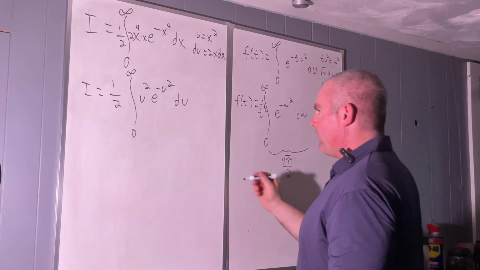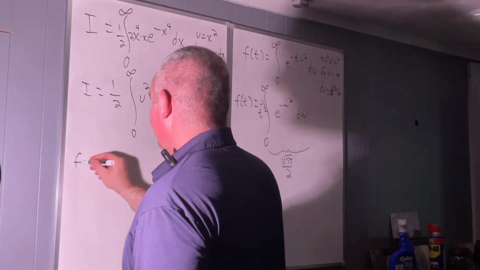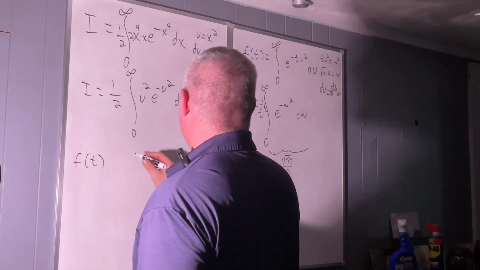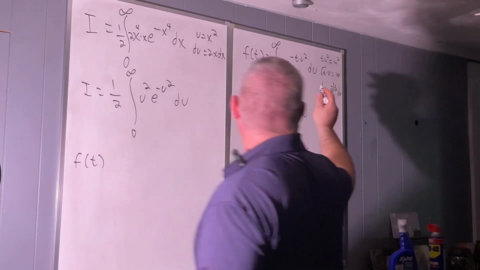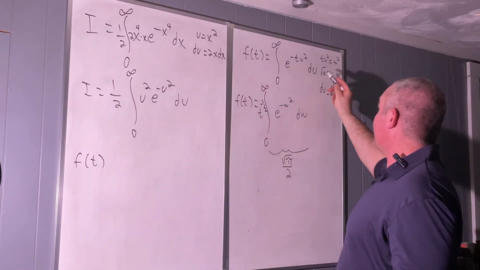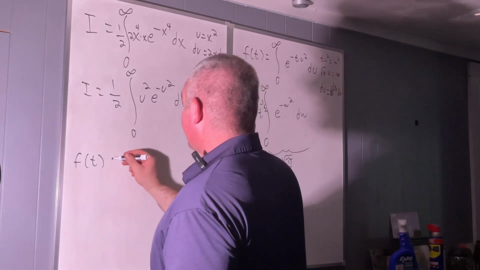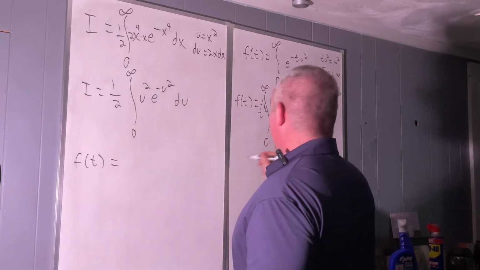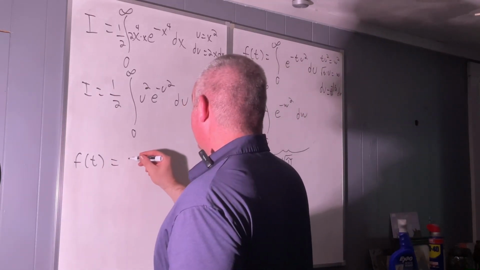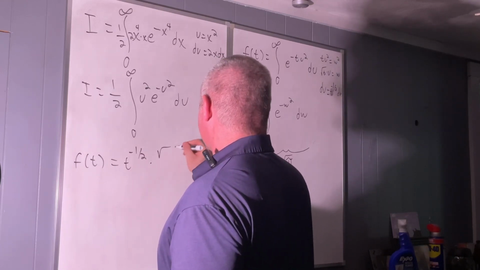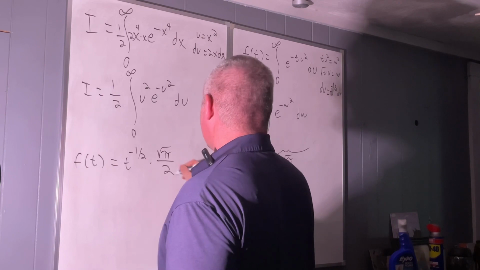So our f of t is both equal to this, and it's also equal to t to the negative 1/2 times the square root of pi over 2.